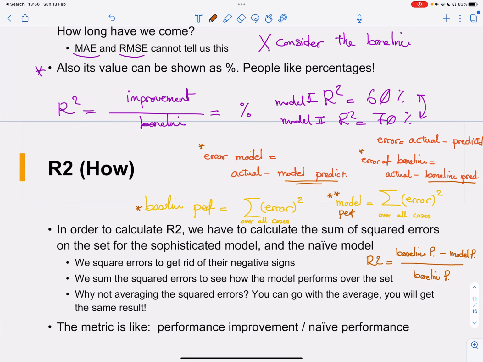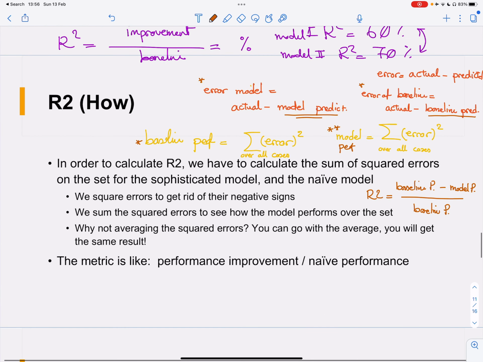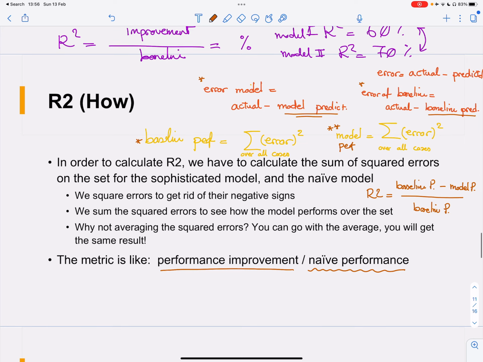Okay, so yeah, that's it. So the R square is basically telling us the performance improvement from the naive model performance, how much we have improved our prediction from our benchmark. Yeah, very rational to have such metric.